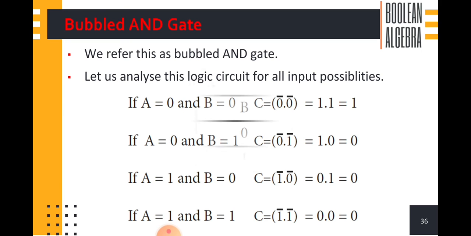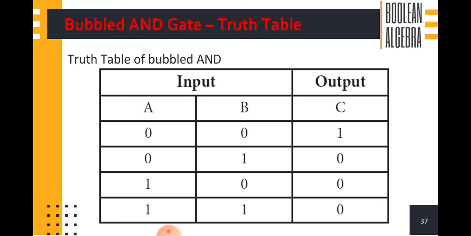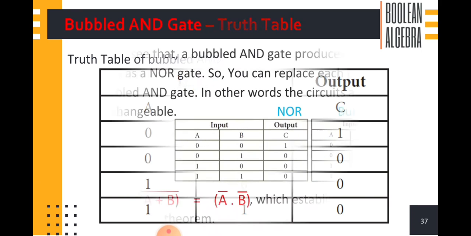Okay, so this is the truth table of the bubbled AND gate. We are passing the inputs A and B, and we get the output C. So for 0 0, the output is 1. For 0 1, we get the output 0. For 1 0, 0. For 1 1, 0. We see this output is similar to the NOR gate. Okay, so the NOR gate and bubbled AND gate outputs are the same.